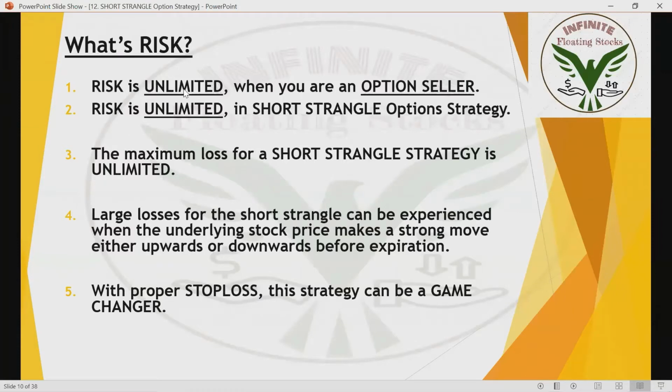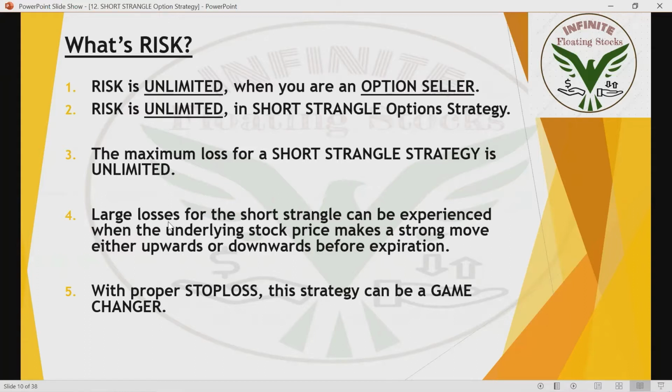Risk is unlimited when you're an option seller. What we are doing, we are selling an out of the money call option, and we are also selling an out of the money put option. So risk is unlimited here, and risk is unlimited in the short triangle option strategy. You know this by looking at the payoff diagram. The maximum loss for the short triangle strategy is unlimited. No worries, we put proper stop loss and we work.